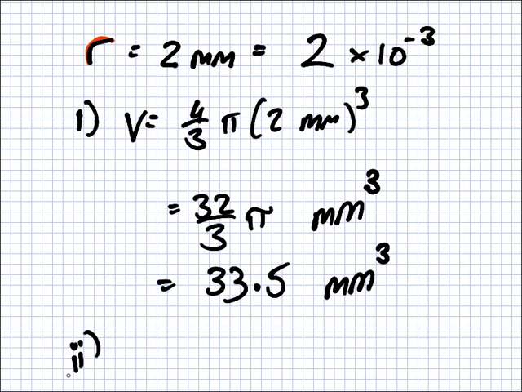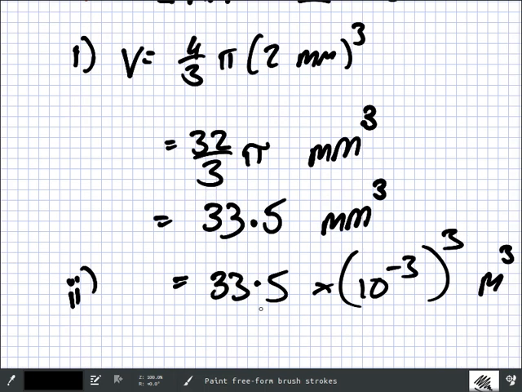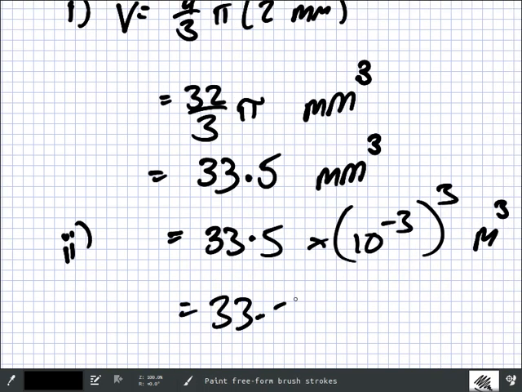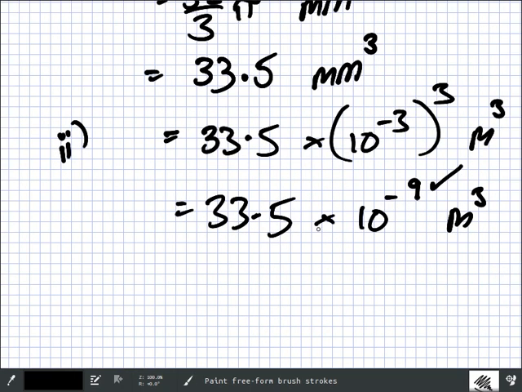Any questions? Part 2, convert this into meters cubed. So that's 33.5 times 10 to the minus 3 cubed meters cubed. So the answer is 33.5 times 10 to the minus 9. Now, you said 6. The person who wrote the answer said 6. They made a mistake. They said 6 here instead of 9. So 9 is the correct answer.